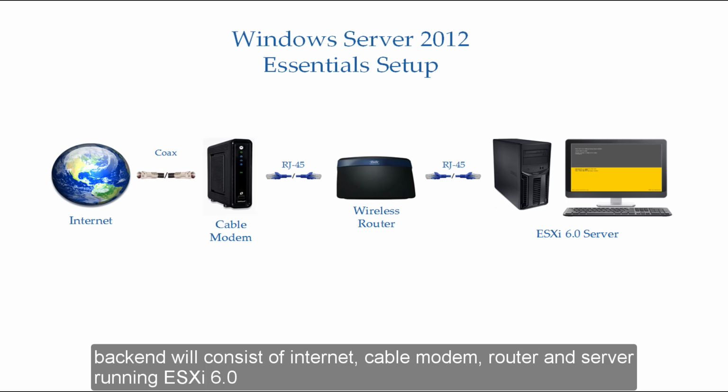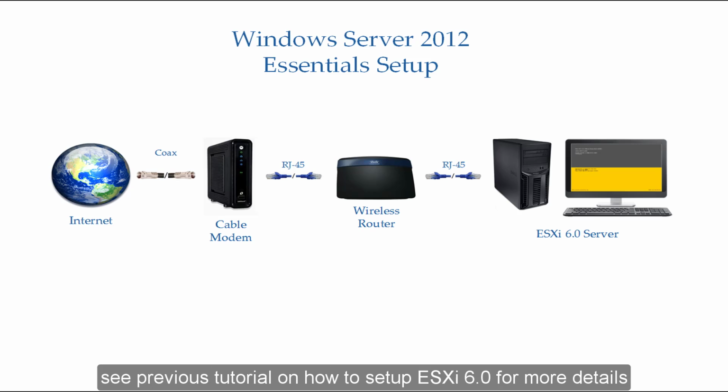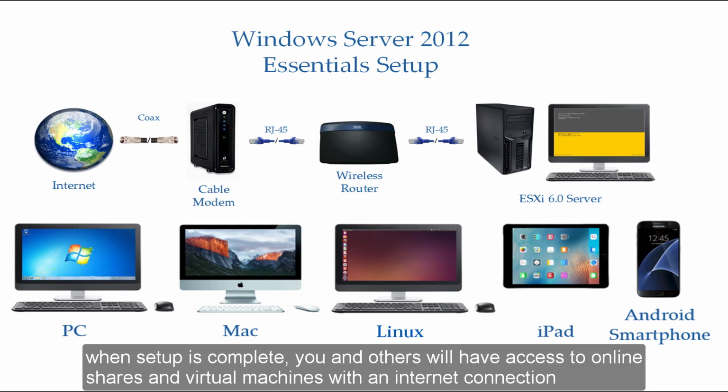The backend will consist of the internet, cable modem, router, and a server running ESXi 6.0. See the previous tutorial on how to set up ESXi 6.0 for more details. When this step is complete, you and others will have access to online shares and virtual machines with an internet connection.